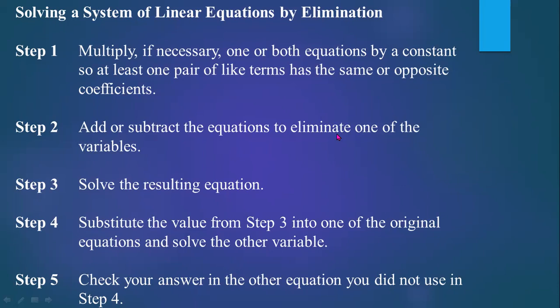Step number two, you read. Add or subtract the variables. All right, so the next step, add or subtract. Now take note of the positive and negative signs, we will add or subtract. Combine it by adding or subtracting. Next, number three, solve the resulting equation. So we now have to solve.